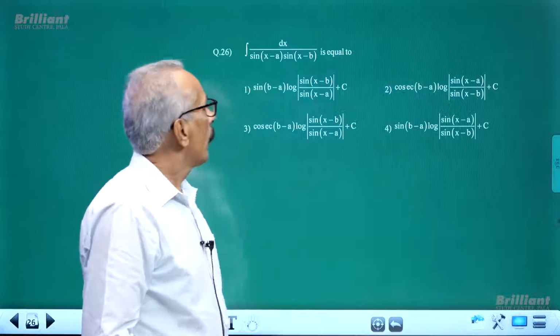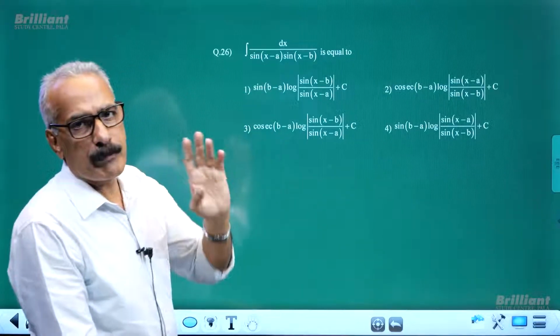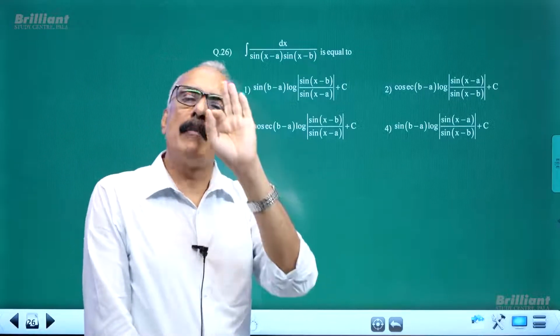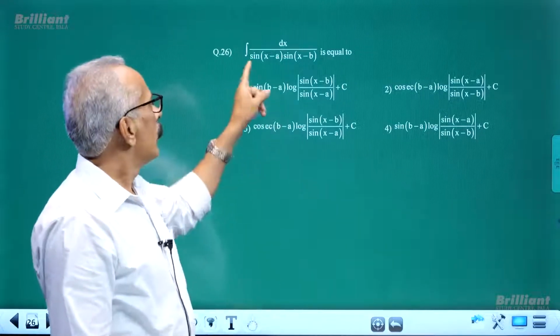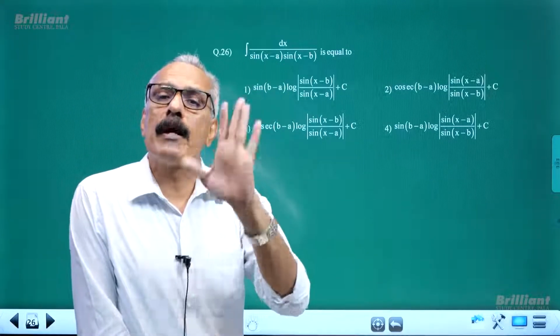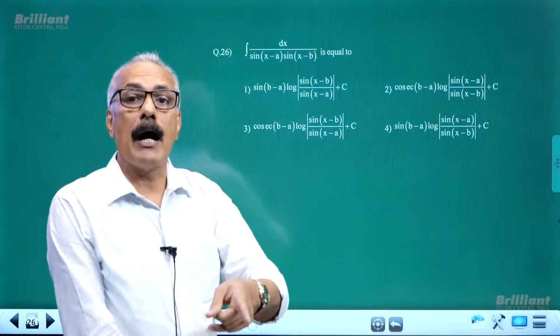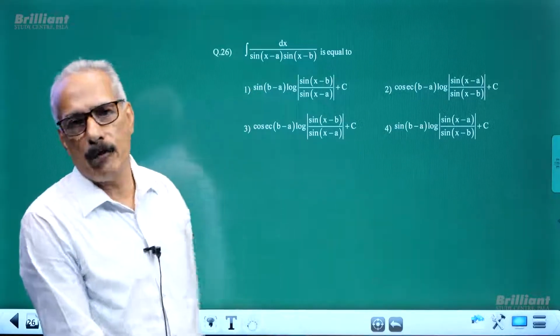ഇൻ്റഗ്രേഷൻ. ഇത്രയും ക്വസ്റ്റ്യൻ ശ്രദ്ധിച്ചോളണം. sin(x - a) ഇൻറ്റു sin(x - b). അപ്പോൾ കുഞ്ഞുങ്ങൾ cos(a - b) ഉപയോഗിക്കണം. cos(x - a) ഇൻറ്റു cos(x - b). അപ്പോഴും കുഞ്ഞുങ്ങൾ cos(a - b) ഉപയോഗിക്കണം. sin(x - a) ഇൻറ്റു cos(x - b). അപ്പോഴും sin(a - b) ആണ് ഉപയോഗിക്കേണ്ടത്.